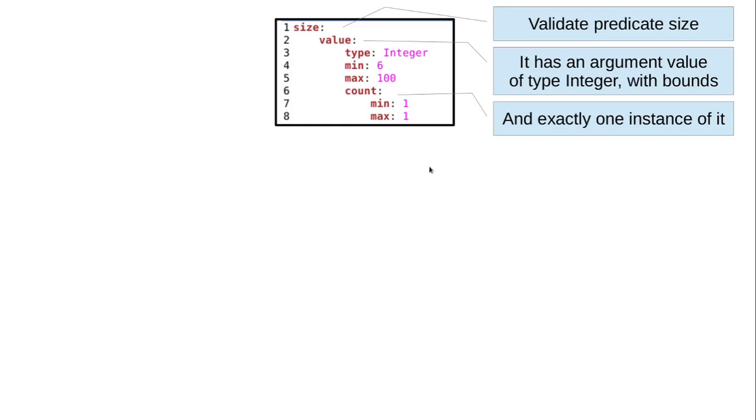So let's continue with this knight tour problem, and we can see that the size maybe we can define as a predicate with a single argument. Let's give a name to this. Let's say the name is value. We can specify that it's of type integer with a minimum value of 6, a maximum value of 100, and then maybe we can even specify that we need exactly 1 occurrence of it.